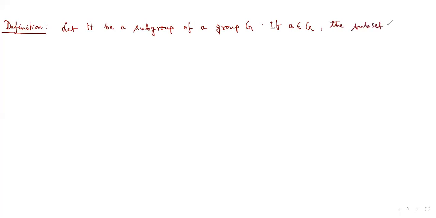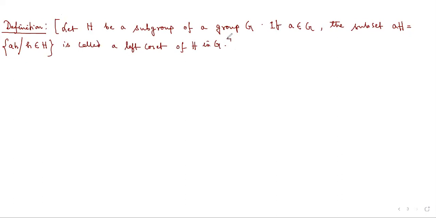The definition says: let capital H be a subgroup of a group capital G. If small a belongs to capital G, the subset aH is equal to all such elements of the form a times small h, where h belongs to capital H. We know this, and we know that this is called a left coset of H in G, which we studied in our previous class.